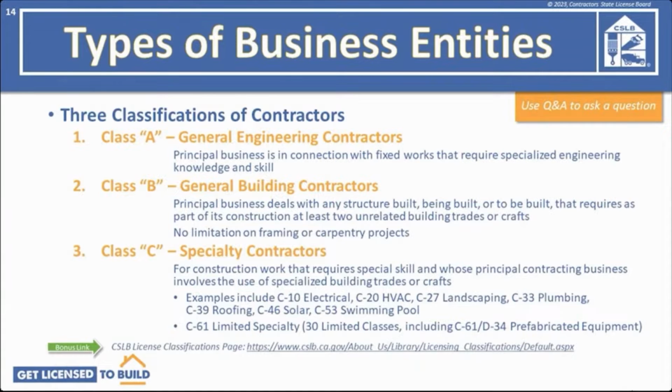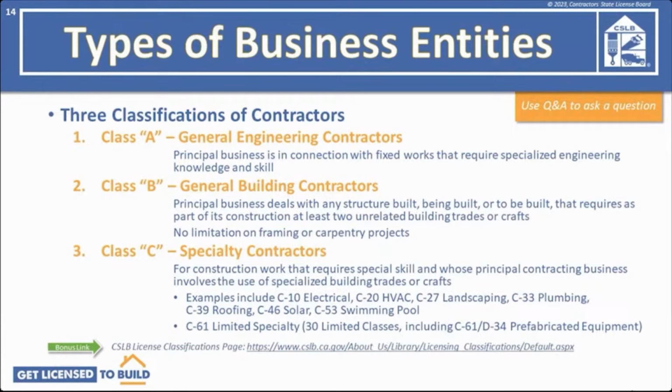There is no limitation on B contractors to stop them from taking on projects that only include framing or carpentry. The final class is C, or Specialty Contractors. These licenses are for construction work that requires special skill and whose principal contracting business involves the use of specialized building trades or crafts. Examples from this class include C10 Electrical Contractors, C20 HVAC Contractors, C27 Landscaping Contractors, C36 plumbing contractors, C39 roofing contractors, C46 solar contractors, and C53 swimming pool contractors, just to name a few.